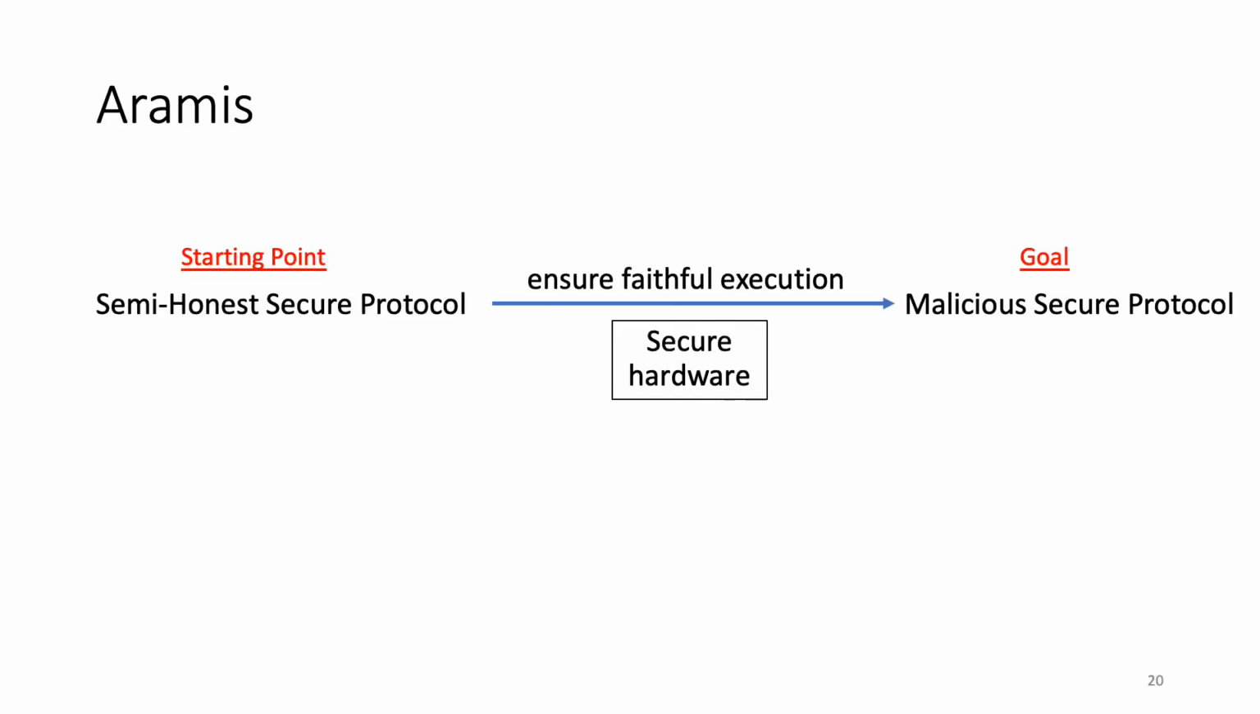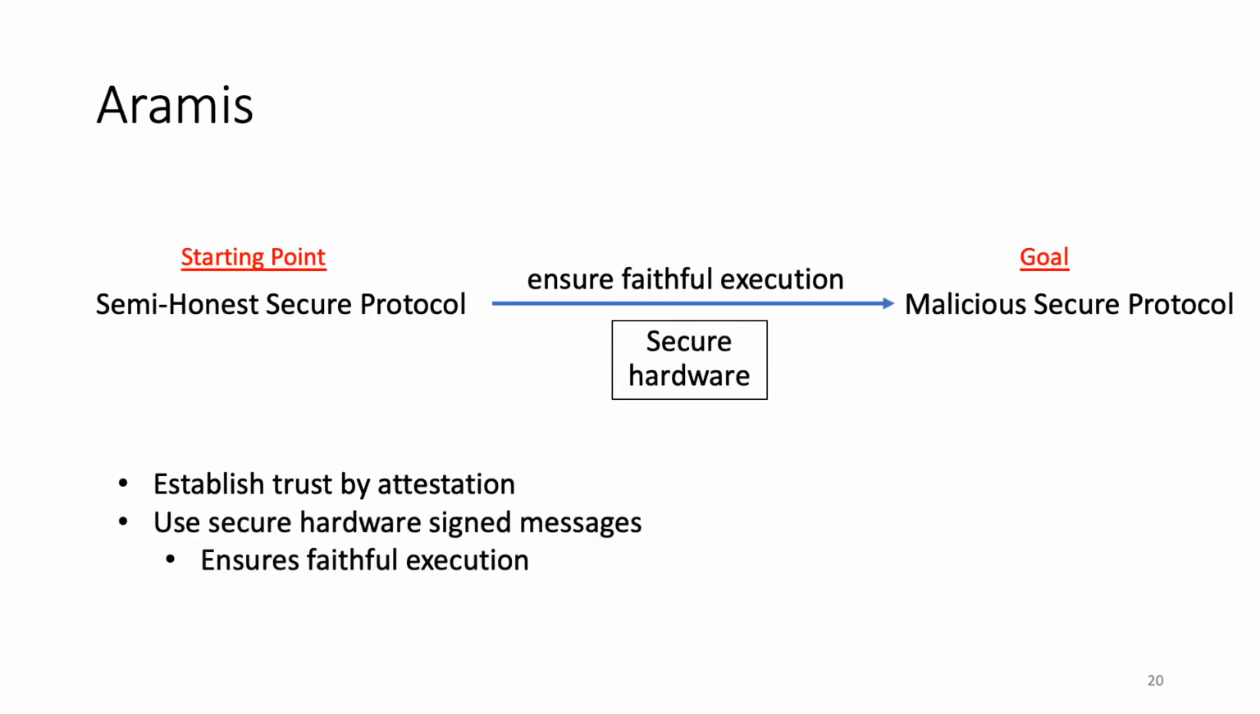I refer you to our paper for more details on exactly how this is done, but at a high level, all the participants in the protocol run a secure hardware and in an initial phase establish trust of the code running inside the hardware by a process called attestation. They then run the semi-honest secure protocol, but with messages that are signed by the secure hardware, providing integrity guarantees. The signing ensures that the participants are doing a faithful execution of the protocol, and that is how we are able to achieve malicious security. For our prototype implementation, we use Intel SGX as the secure hardware of choice.